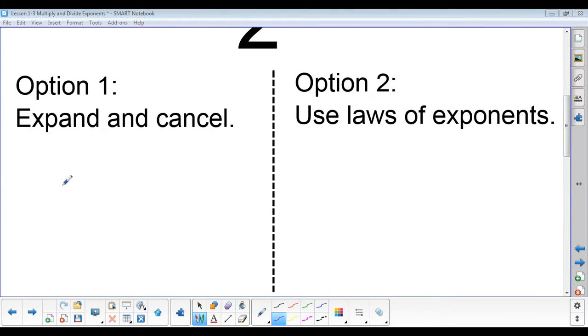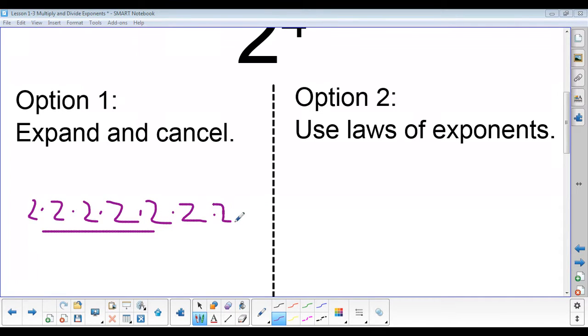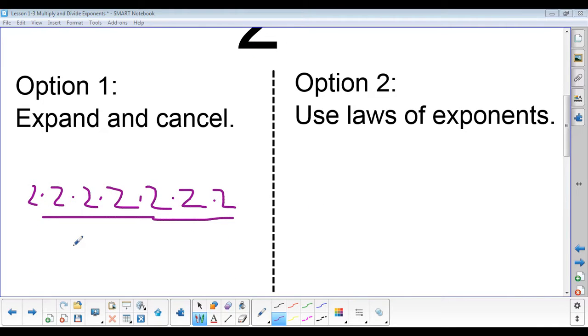If we were to expand it and cancel it out, 2 to the 7th means in my numerator, there would be 7 2s. That's a lot of 2s. 4, 5, 6. And what you can notice is that this ends up being very time consuming, which is the whole reason we have the property, is to save us some of this time. Now, hopefully we remember that if we have the same number in the numerator and the denominator, they cancel each other out. 2 divided by 2 is 1. It goes away. Same thing with this set of 2s, and this set of 2s, and this set of 2s.